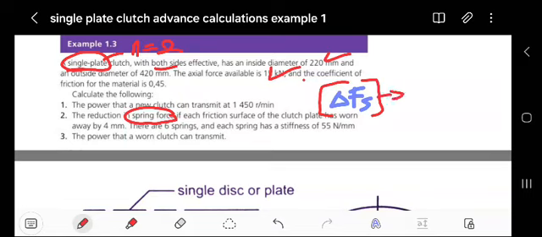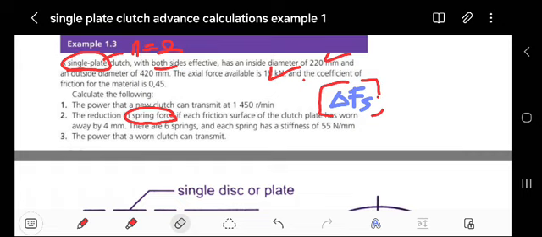Reduction. Do not forget this. Reduction will be the change. That will be a reduction, a reduction in the change in spring force. If each surface of the clutch is 1, this will be the change in spring force. So yeah.